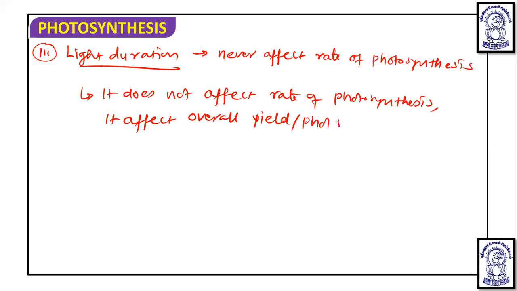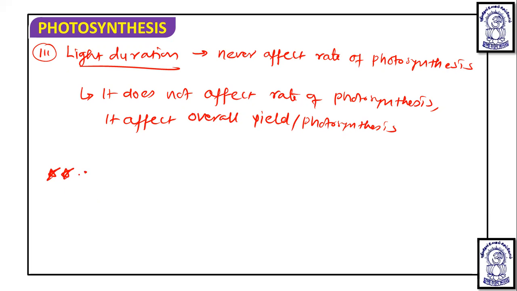Suppose we are giving 7 hours duration of light, and per hour 1 kg food is getting synthesized by the plant. So in 7 hours, the plant is going to synthesize 7 kg food. But if we increase the light duration to 9 hours, it is going to synthesize 9 kg food. But the rate per hour is going to be constant. So it does not affect the rate of photosynthesis. It is going to affect the overall yield.